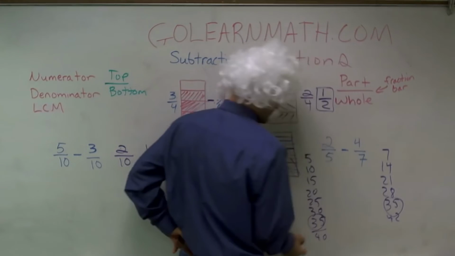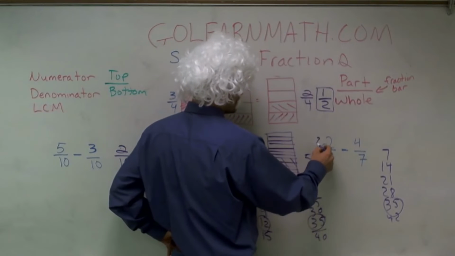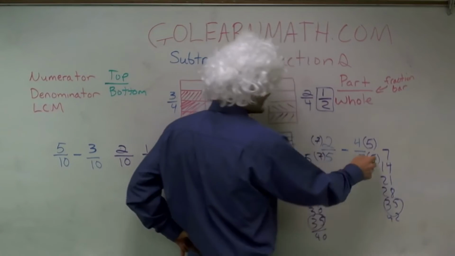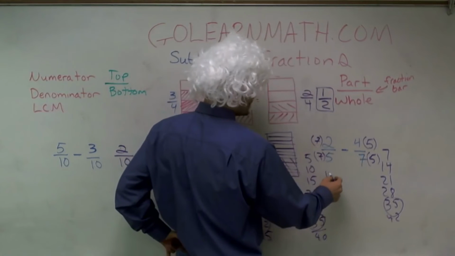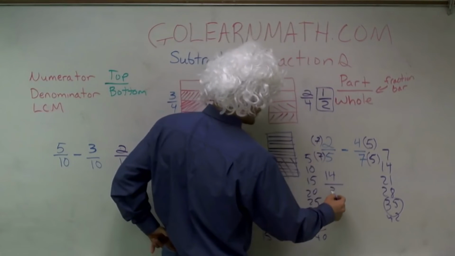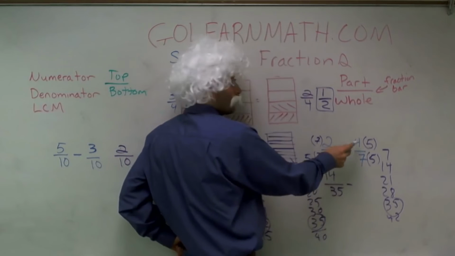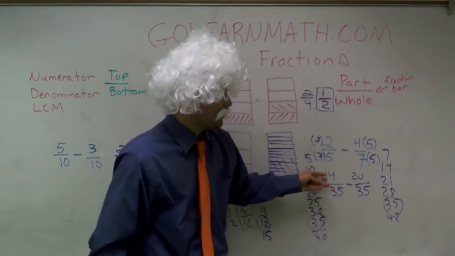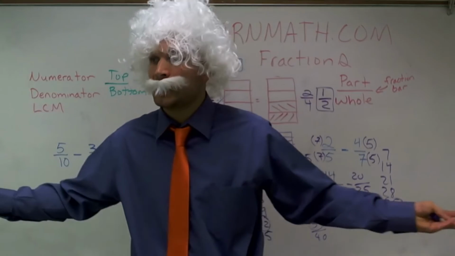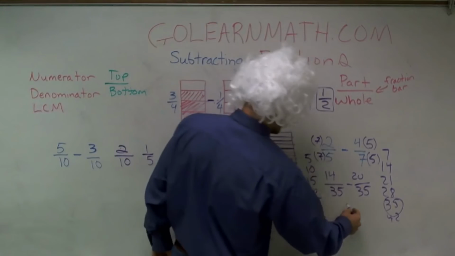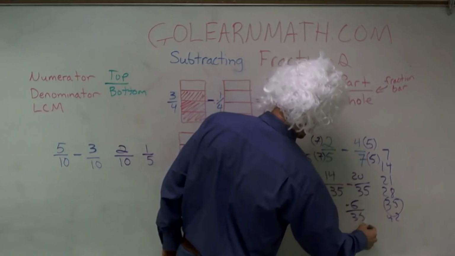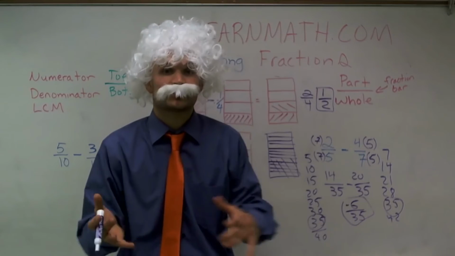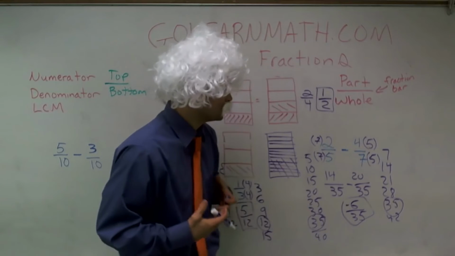To get that to be the smallest, I'll multiply times 7 on the top and the bottom. And here, to get this to be 35 on the bottom, I need to multiply 7 times 5. 7 times 2 is 14 over 7 times 5 is 35, minus 4 times 5 is 20 over 35. So therefore, if I have 14 parts, and now I give away 20 parts, I have -6 over 35. So what that means is it's a negative fraction, meaning I actually owe more parts than I really would have.